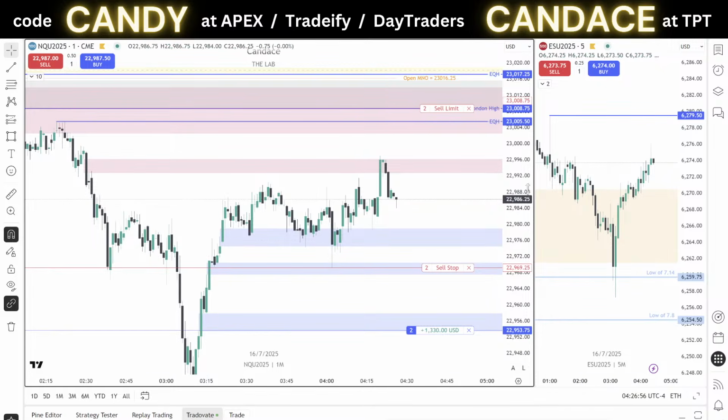We created lots of sell side liquidity here in NQ and also in ES.